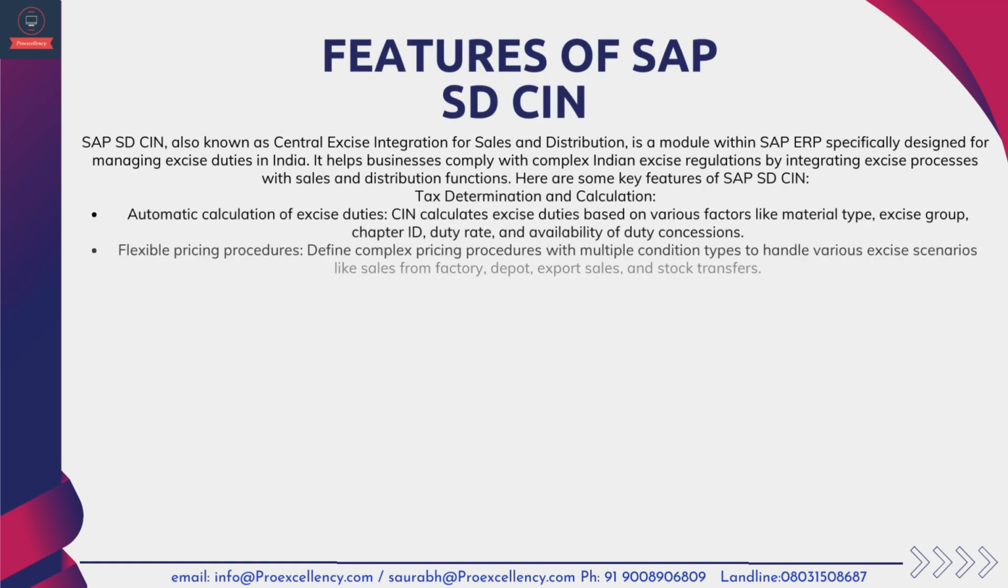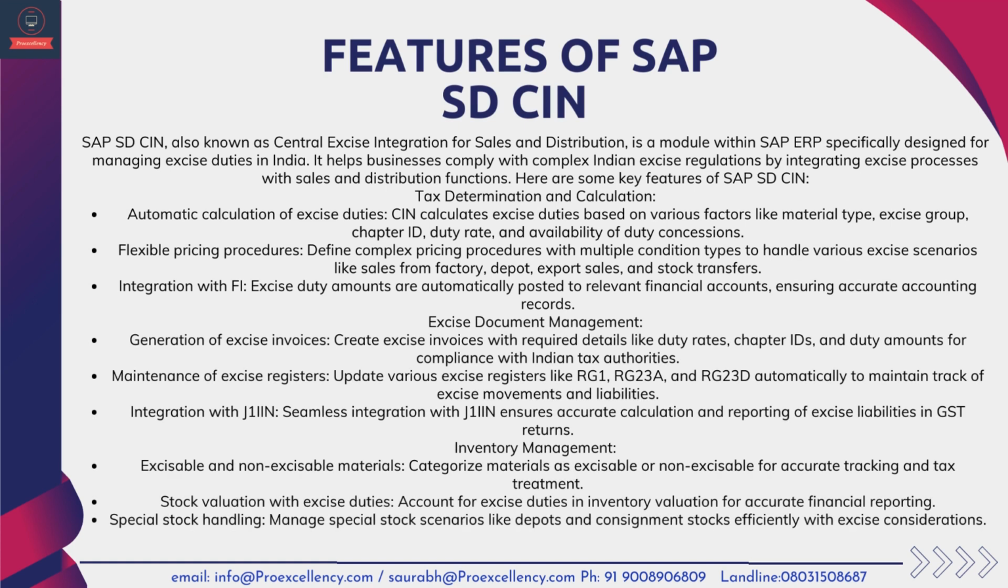Features of SAP SD CIN. SAP SD CIN, also known as Central Excise Integration for Sales and Distribution, is a module within SAP ERP specifically designed for managing excise duties in India. It helps businesses comply with complex Indian excise regulations by integrating excise processes with sales and distribution functions. Here are some key features of SAP SD CIN.